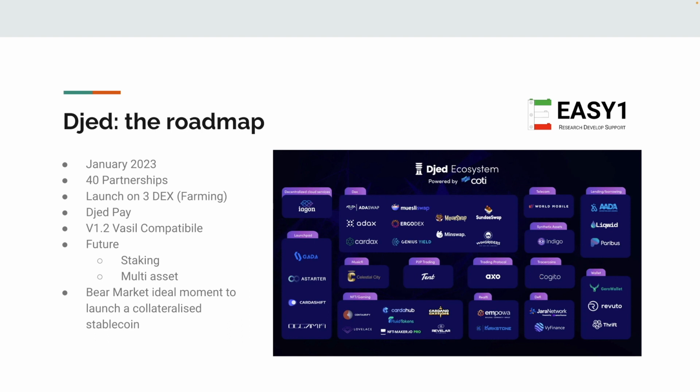In future, what has been planned is staking, obviously, and multi-asset. That means that, for instance, we could use the iBTC emitted by Indigo as a collateral for the smart contract. For me, this is mind-blowing.